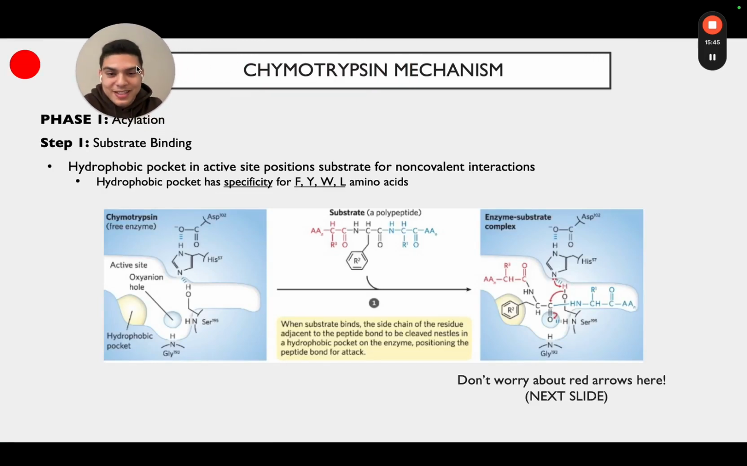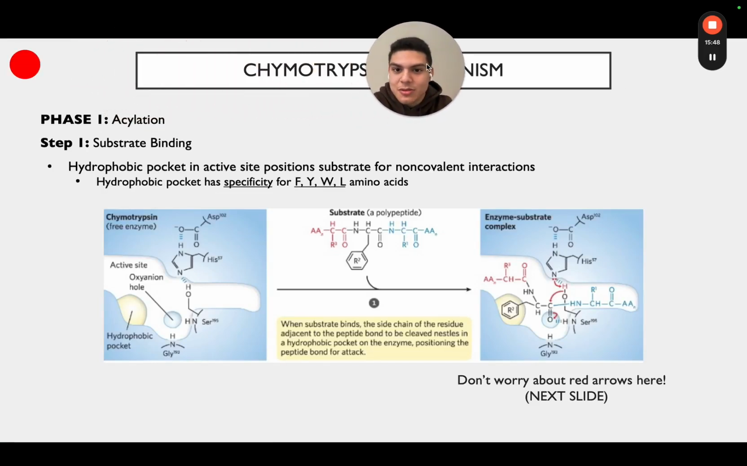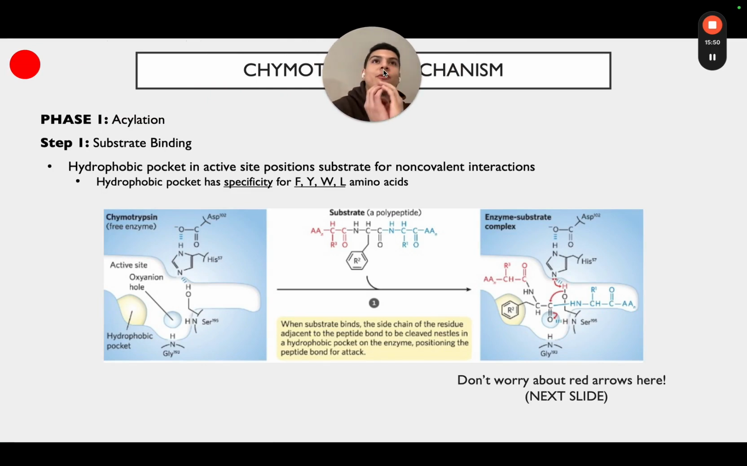So now we're moving on to the chymotrypsin mechanism. I'm going to walk you through how it works. But first, before I go into the nitty-gritty details, I want you to focus on the bigger picture, right? Remember, chymotrypsin cleaves a polypeptide into 2 peptide fragments at the peptide bond. So in this case, we need to find the peptide bond here, right? And it's going to be this carbon and this nitrogen. So this is our peptide bond that we're going to cleave at the very end.